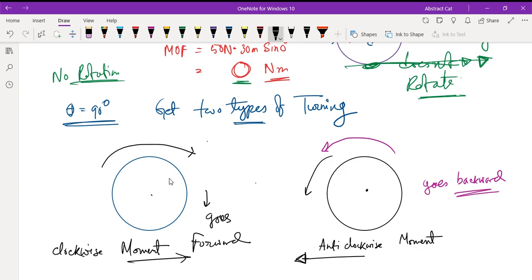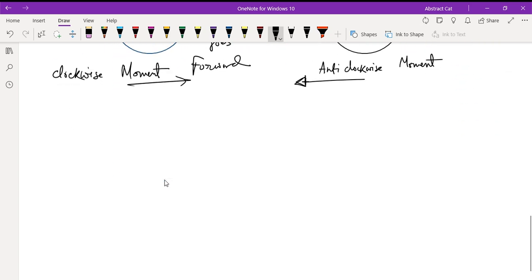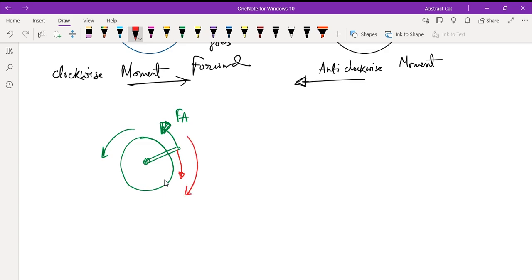Suppose we take two or three examples here. The basic example is a wheel. If that is a wheel and there is an axle, and the axle goes in that direction when force is applied, the body rotates anti-clockwise. If the wheel axle goes in the other direction, the wheel rotates that way, which is a clockwise movement. Both clockwise and anti-clockwise are true.